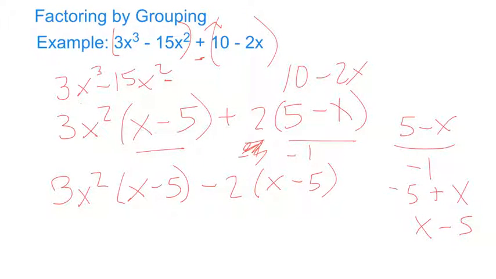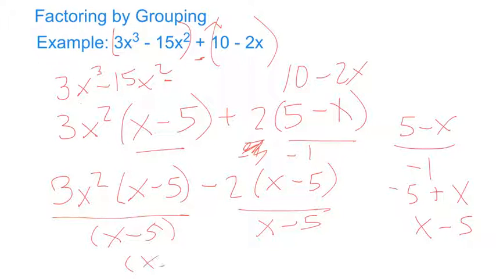Now that we have that negative out, we can factor out that common factor. So we're going to factor out the x minus 5 from both terms here. And we end up with x minus 5 times 3x squared minus 2. And that would be your final answer there.